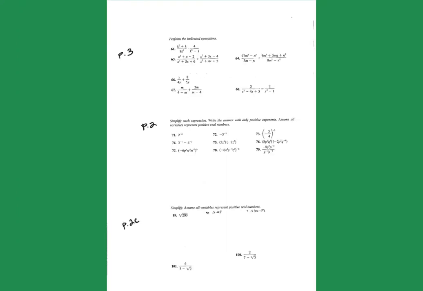Page 3, the top is P3. This is your adding, subtracting, multiplying, and dividing fractions. The middle section is P2. This is your exponents, positive and negative. The bottom is P2. I think this is A and B, actually. P2, A and B. And the bottom is your radicals, which is P2C.